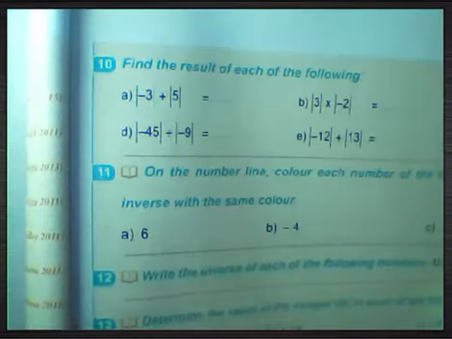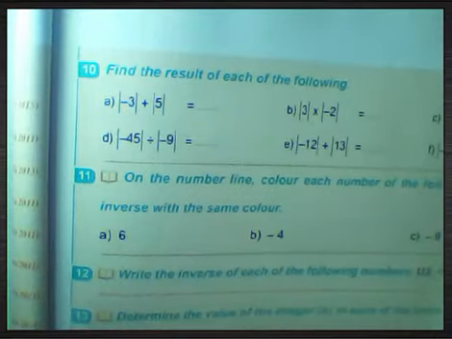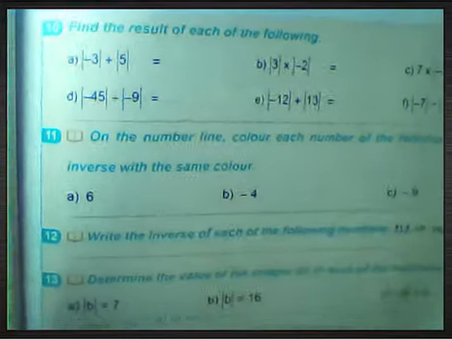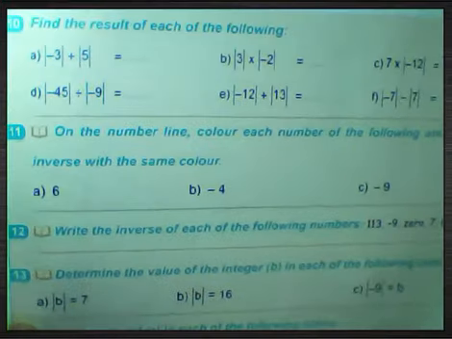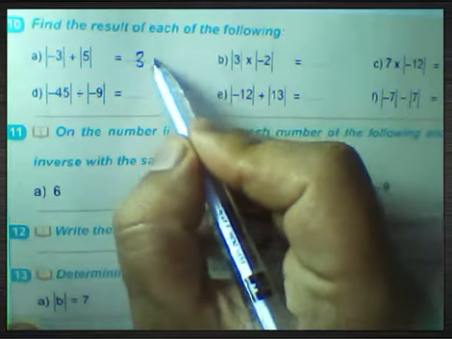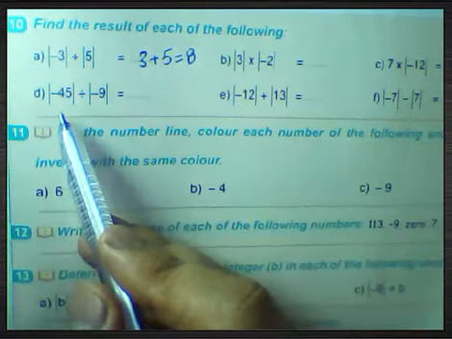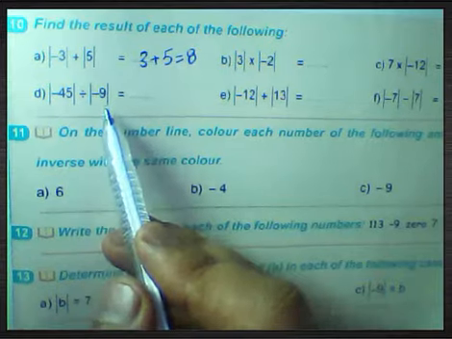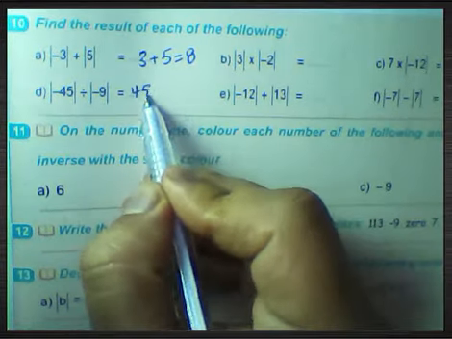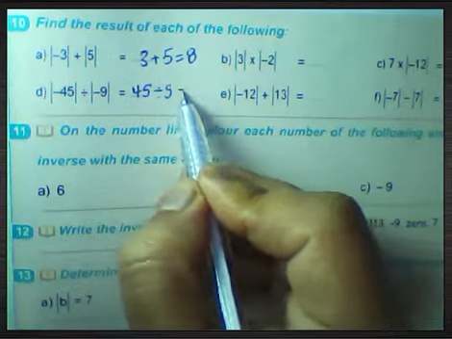Question number 10. Find the result of each of the following. Absolute value of -3 plus absolute value of 5 equals 3 plus 5 equals 8. Absolute value of -45 divided by absolute value of -9. The result will be 45 divided by 9 equals 5.